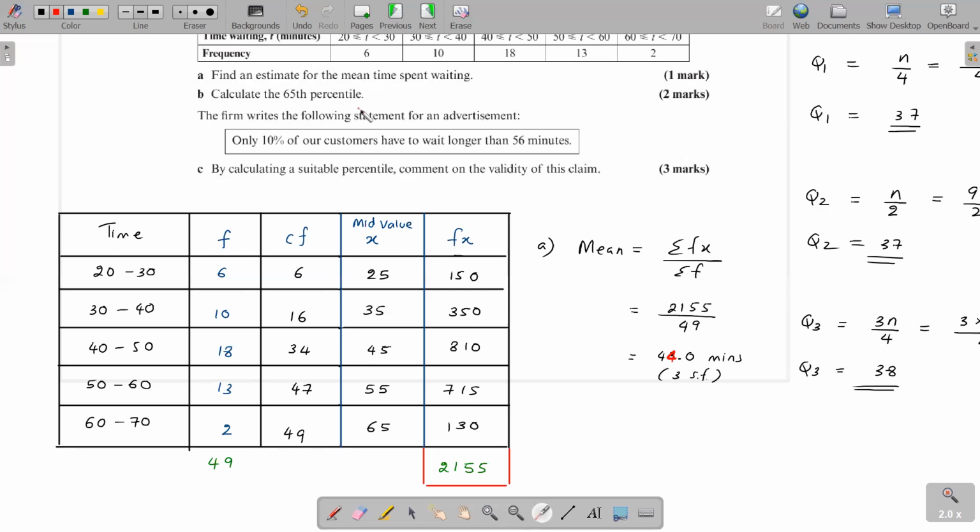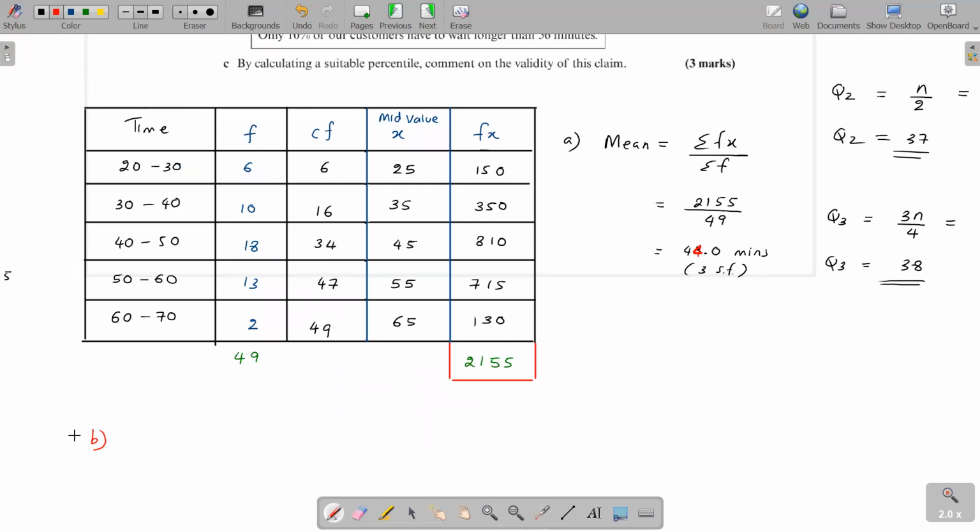So the 65th percentile is basically 65% of the data. In part B, when they want the 65th percentile, we write it like this. Write this down, this is quite new to you: the 65th percentile, also known as P65, is 65 over 100 of the N, where N means the total frequency. So it is 65% of your N value.